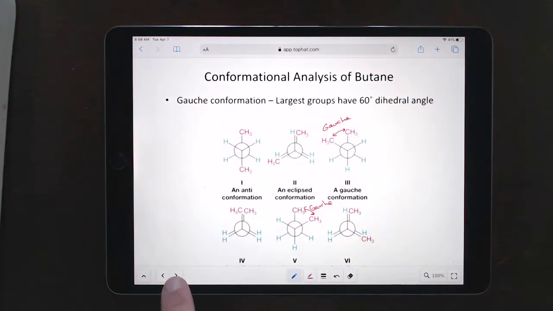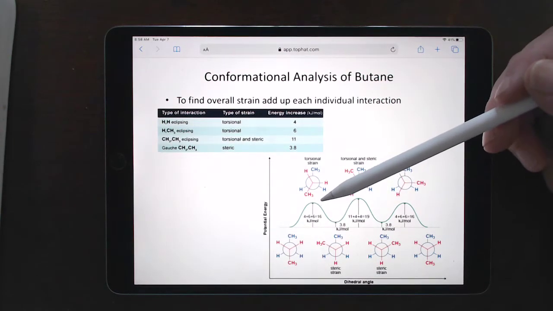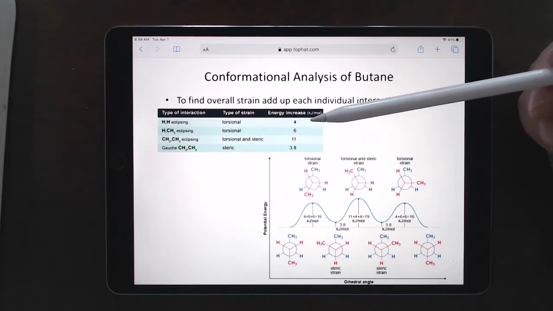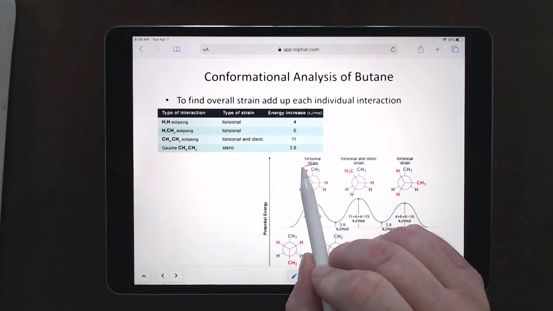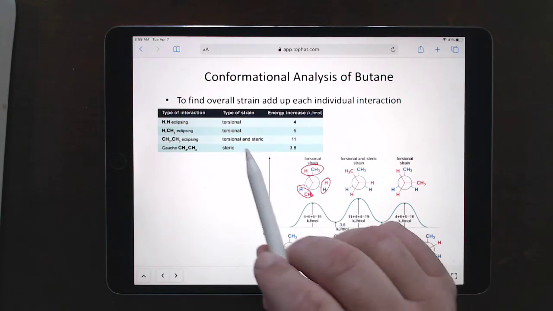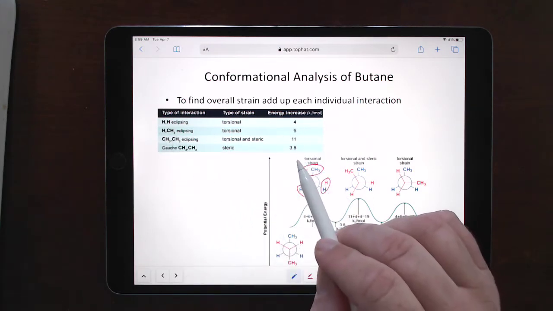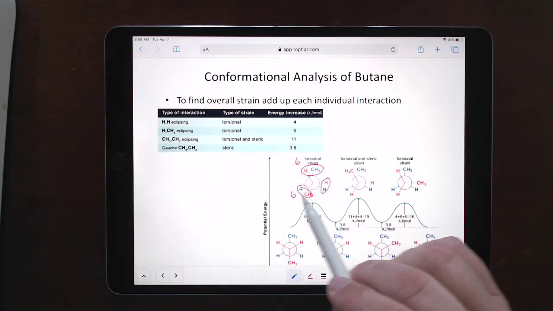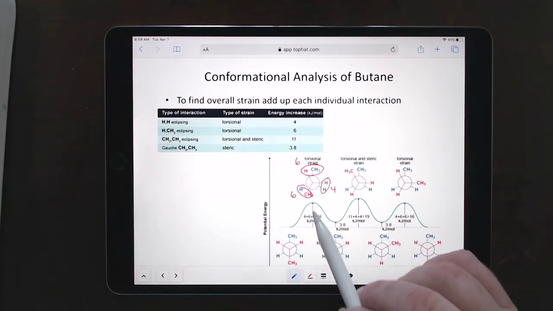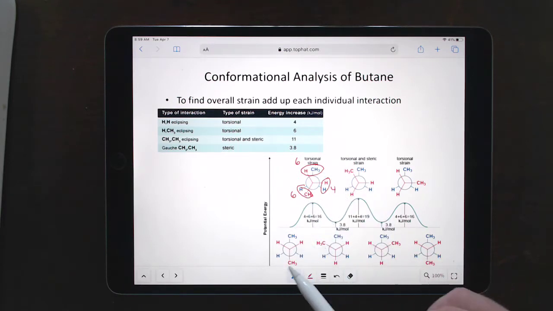If you were trying to calculate this, all you have to do is get a table like this and just add things up. This is the indication of an eclipsing interaction. For here, you've got a hydrogen and methyl eclipsing, so this is worth 6. Again, that's what this is, and then 2 hydrogens eclipsing, that's worth 4. So 4, 6, 6, right? This conformation is worth 16 kilojoules per mole over your anti-configuration.